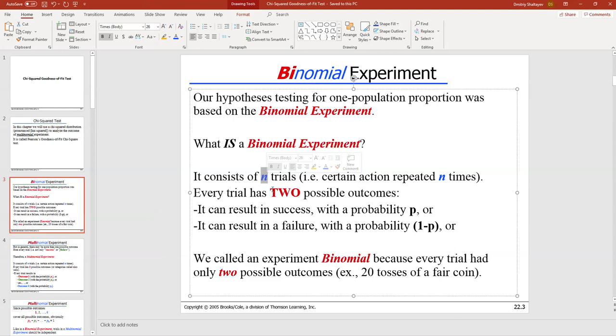Each time a person comes out from the voting place, they can have cast the vote for Republican or for Democrat with a certain probability. If I ask people, do you give gift cards for Christmas? It's either yes or no with a certain probability. But that's a binomial experiment.